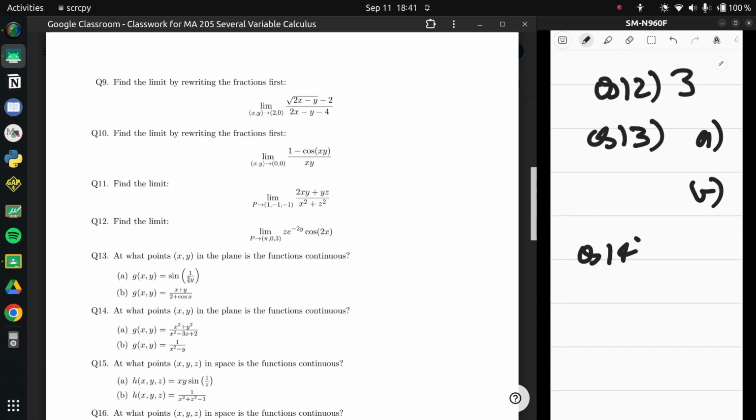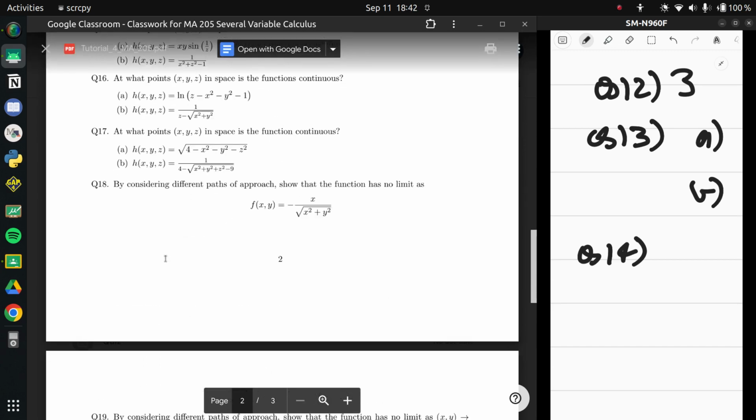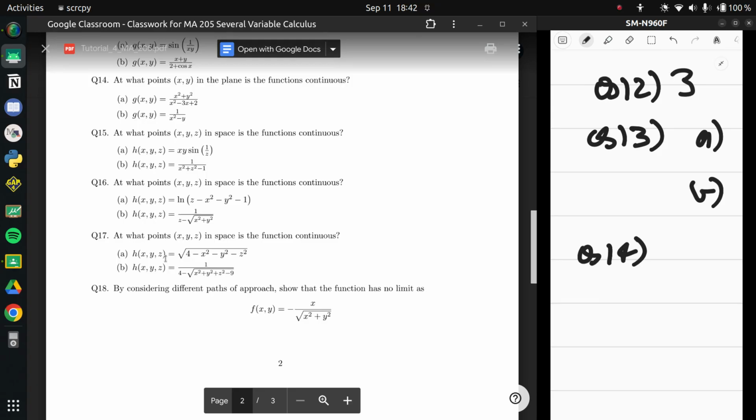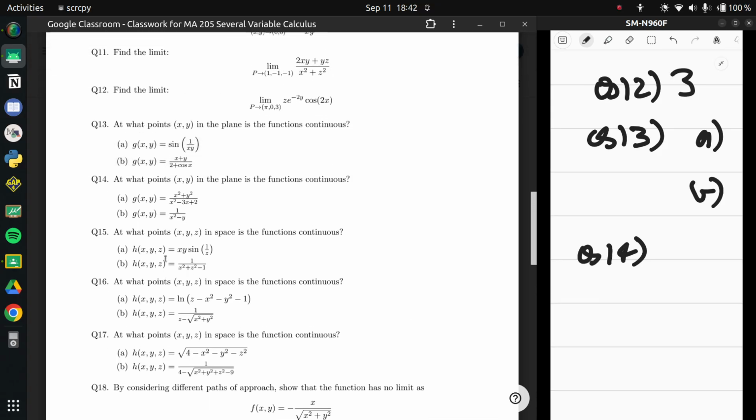Question 14. At what points (x, y) in the plane is this function continuous? Okay, so something is really amiss with all of this. This can't be so easy. I just feel tricked. I feel like I was supposed to do it in a different manner. They are not telling me to be doing the epsilon delta definition, so I'm not doing it, but should I not be doing it?